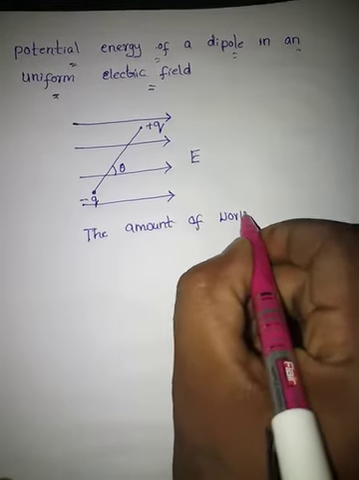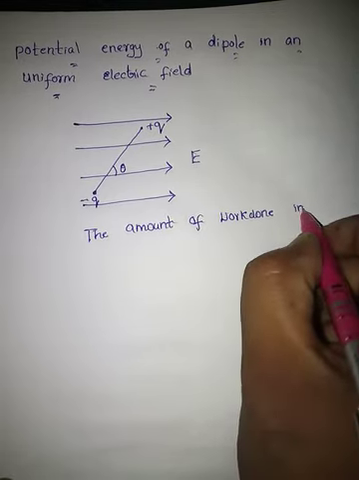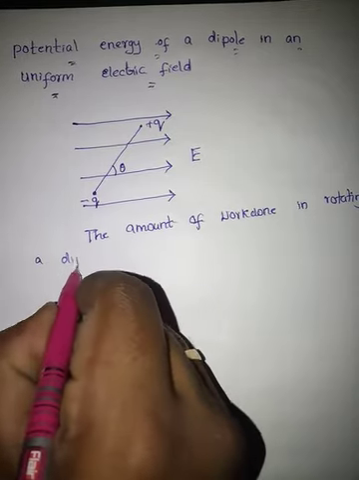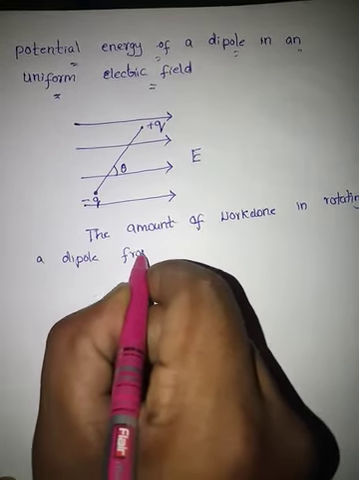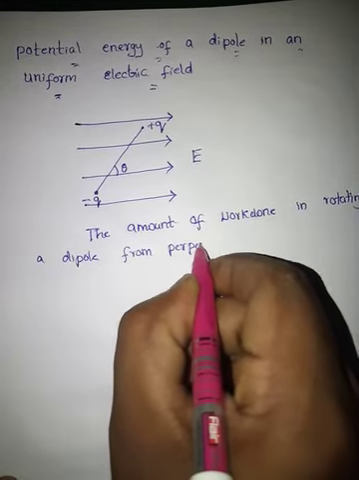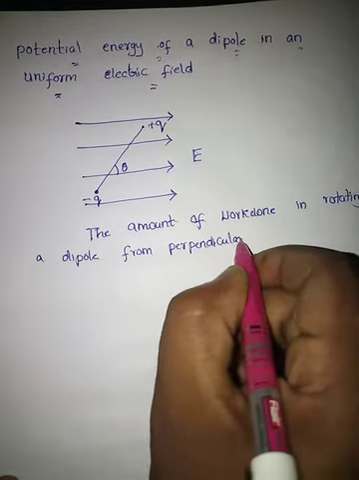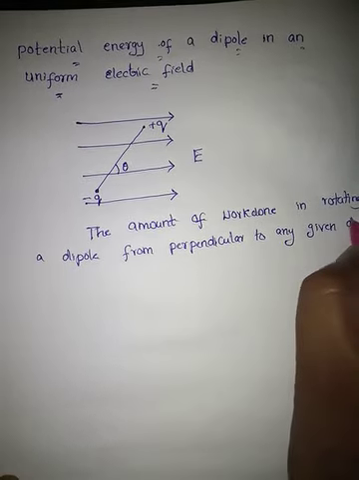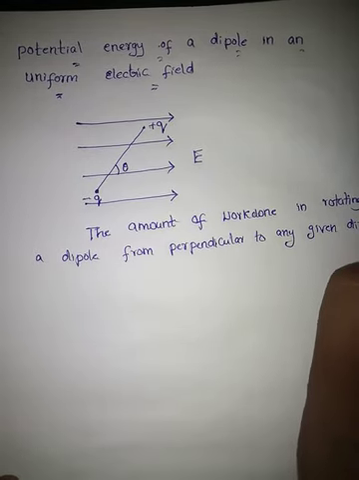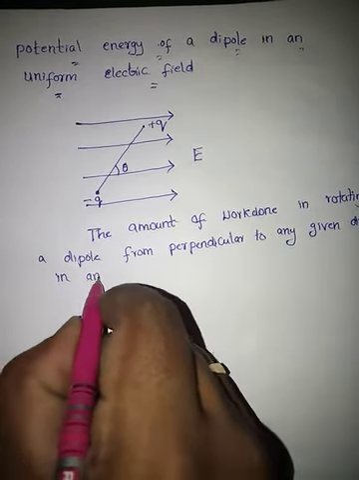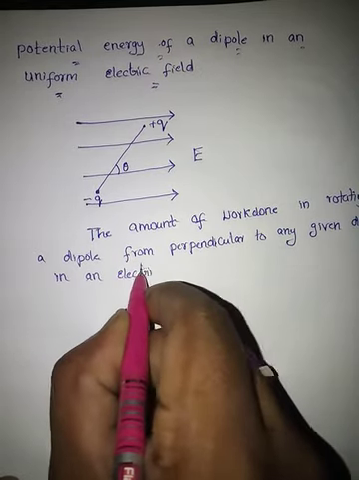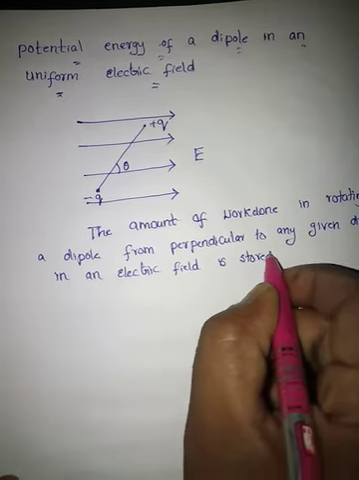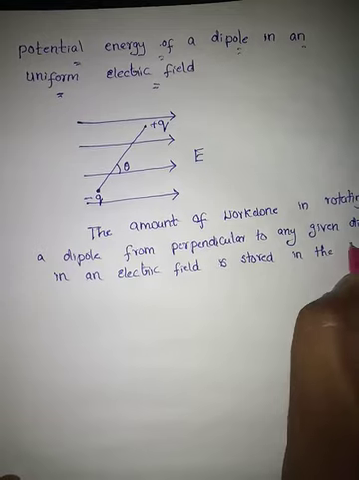The amount of work done in rotating a dipole from perpendicular to any given direction in an electric field is stored in the form of what?